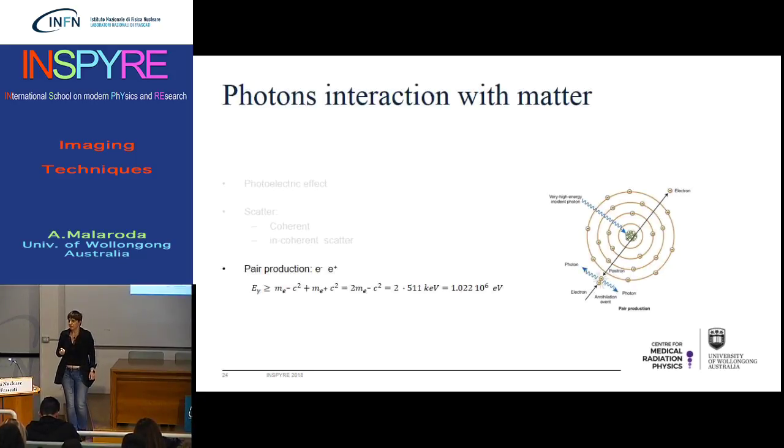Pair production. We can go back to pair production now. So you've got a photon that interacts with the field around the nucleus. Nothing happens to the nucleus, but somehow that field helps the photon to convert.